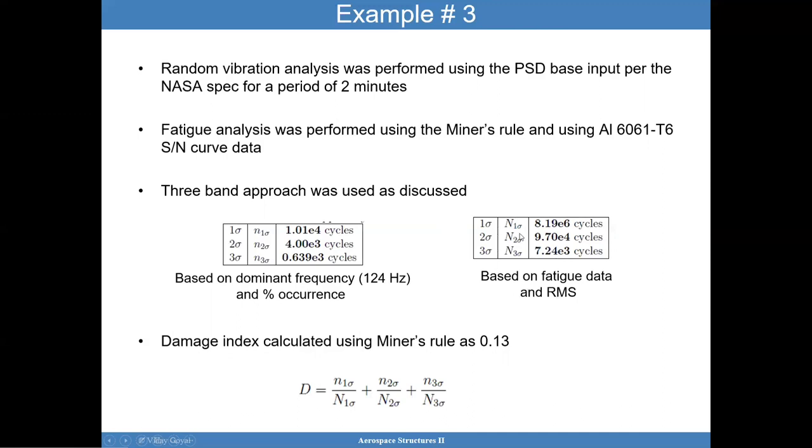The RMS corresponds to 1 sigma, twice RMS corresponds to 2 sigma, three times RMS corresponds to 3 sigma. So a damage index calculation in this case came out to be 0.13, which is fairly benign. And so very limited damage will have been accumulated during this test.